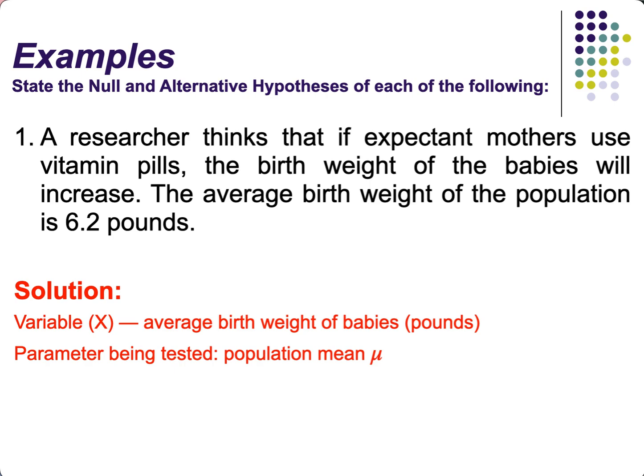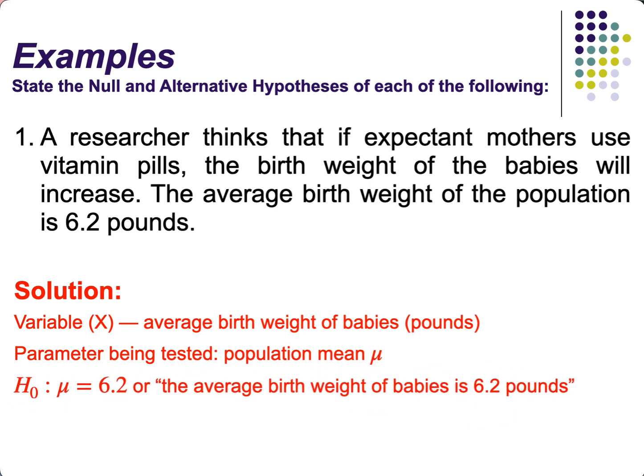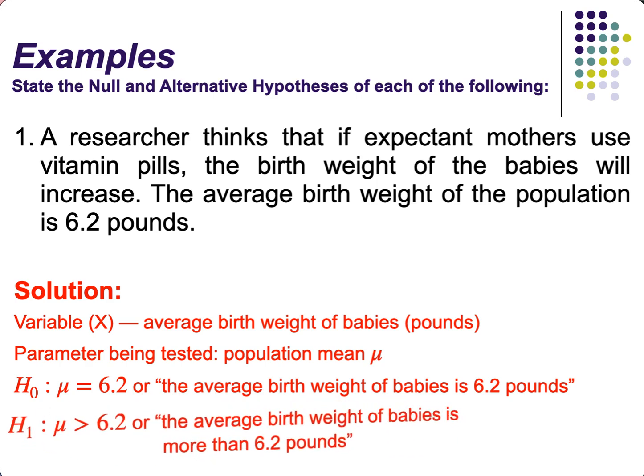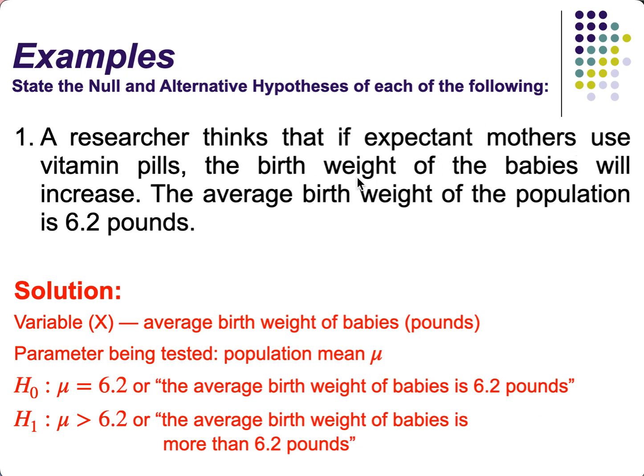If you have the variable and the parameter being tested, you can actually go ahead and write the null hypothesis. So the null hypothesis is that the parameter being tested, your mean, which is the average birth weight of babies, is equal to 6.2. We call this the symbolic form of writing the null hypothesis, and this is the worded format. Either is correct, it depends on your teacher if they will require both. But in reality, in research, we only need the worded format. And the alternative is what the researcher wants, if the birth weight will increase. So we're going to make use of the greater than symbol. And in worded format, the average birth weight of babies is more than 6.2 pounds. So you can always repeat this part if you need more clarification.